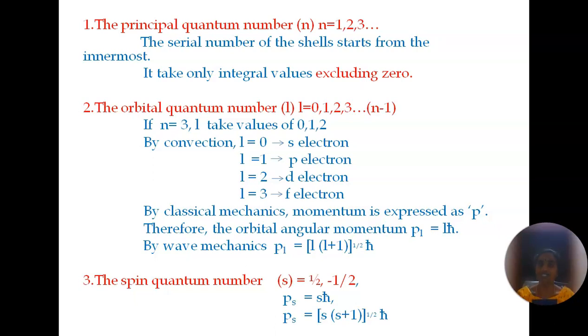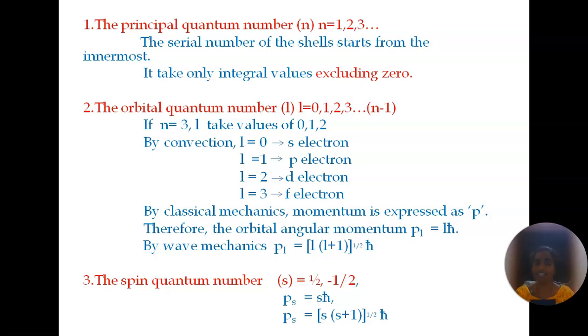That is called the principal quantum number n. It takes only integral values, excluding 0. It starts from 1, 2, 3. The second one is the orbital quantum number. It is denoted by L, where L takes the values 0, 1, 2, 3, up to n minus 1.